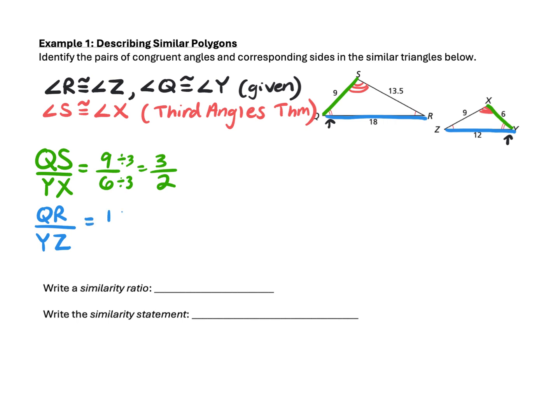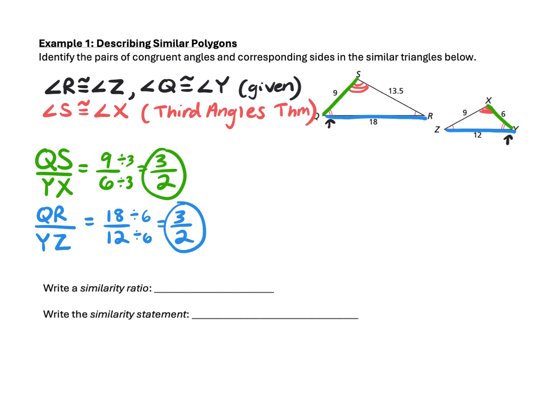And that's going to be 18 over 12. If we reduce our fraction here, if I divide by 6 on each of these, we get 3 over 2. So far we are good. We have matching ratios. We just need to check that last pair of sides.